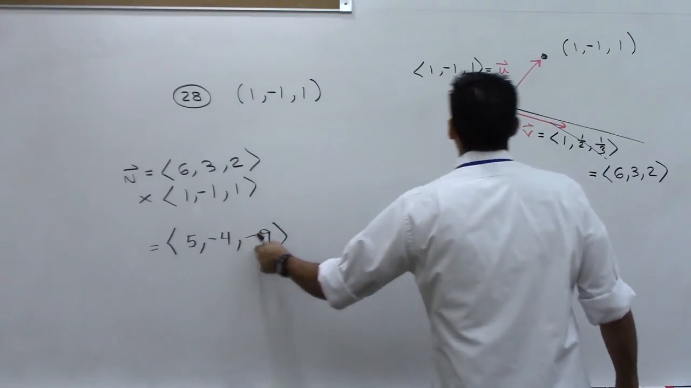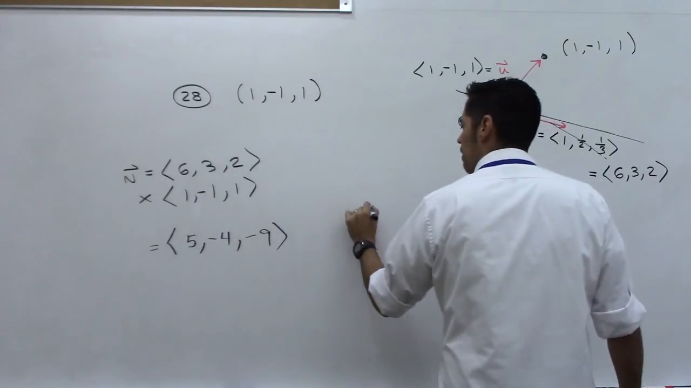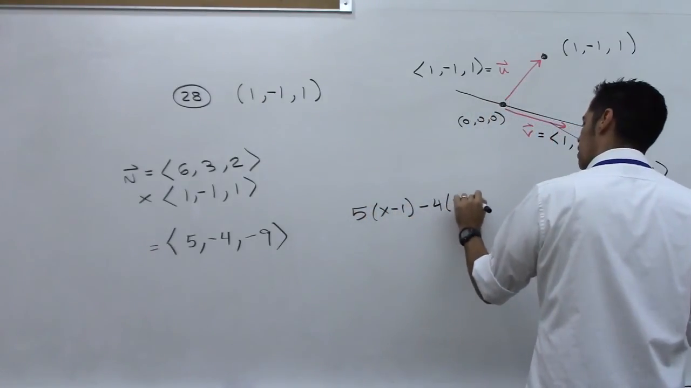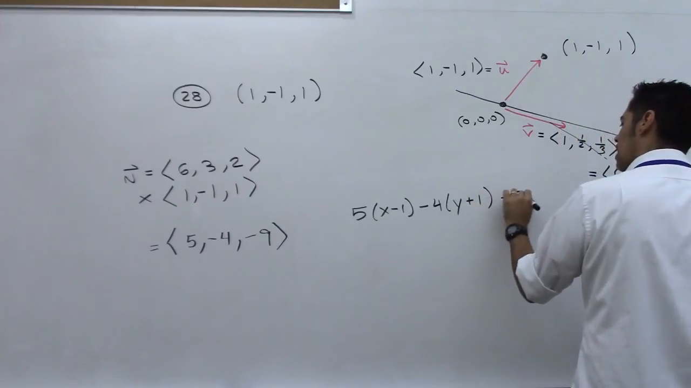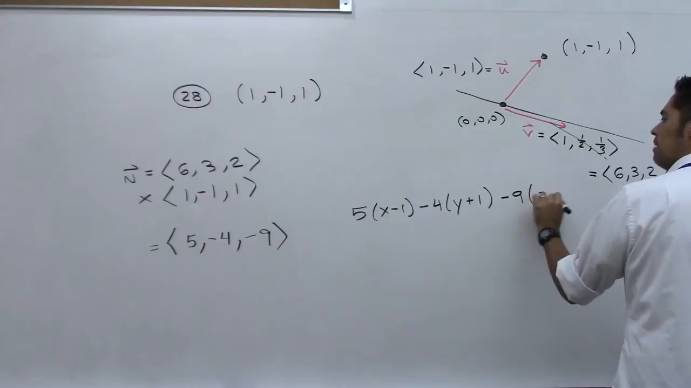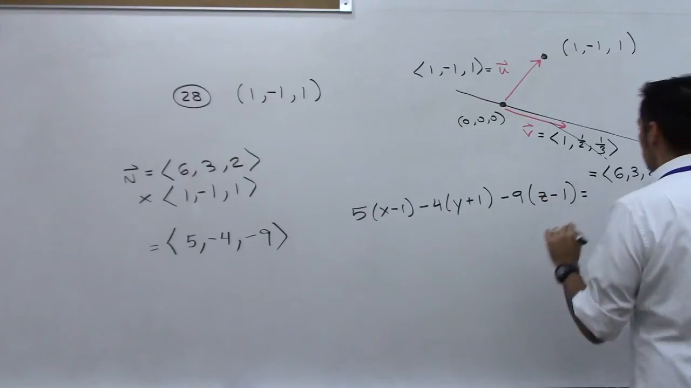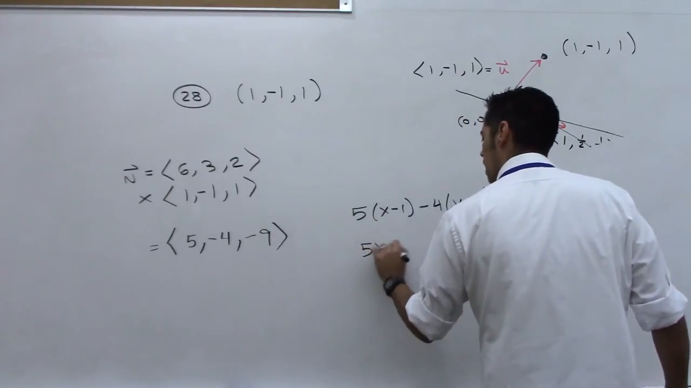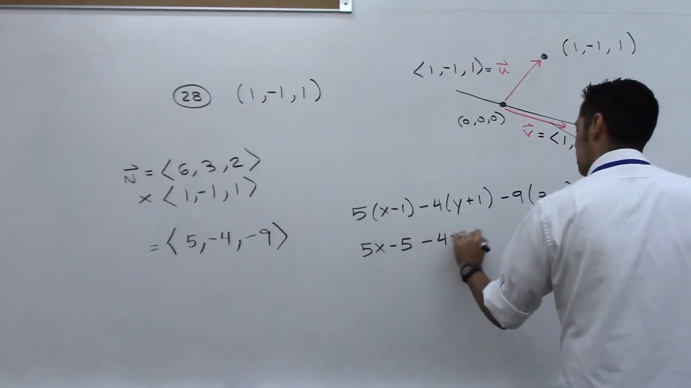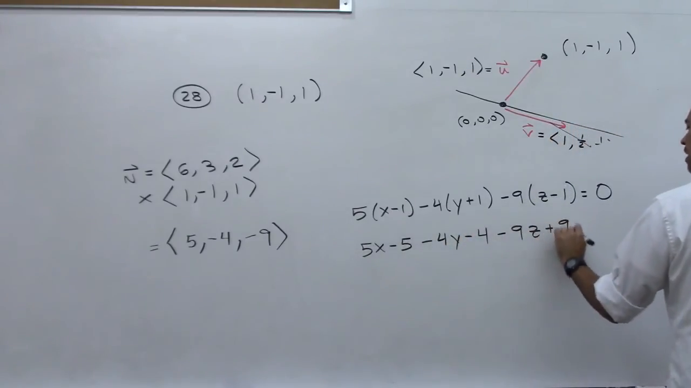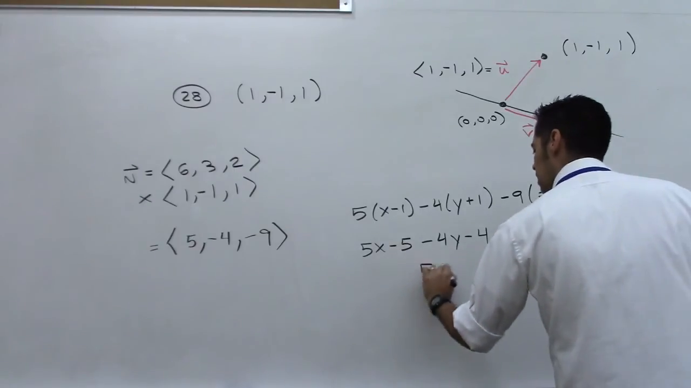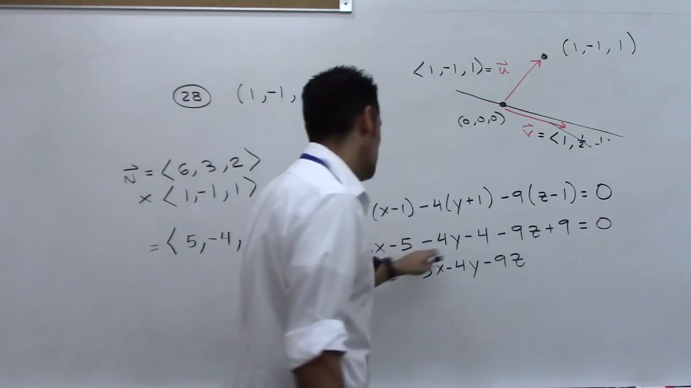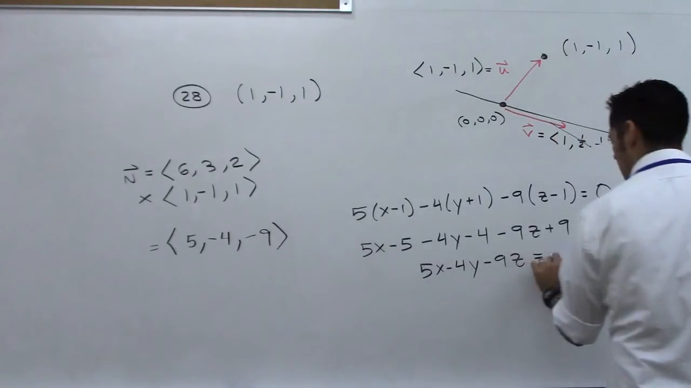So this is A, B, C. This is x naught, y naught, z naught. So we have 5, and then x minus 1, then minus 4, and then y plus 1, and then minus 9, and then z minus 1 equals 0. And this gives me 5x minus 5 minus 4y minus 4 minus 9z plus 9 equals 5x minus 4y minus 9z. Let's see if I can get this constant. -9 plus 9 is 0. So nothing.